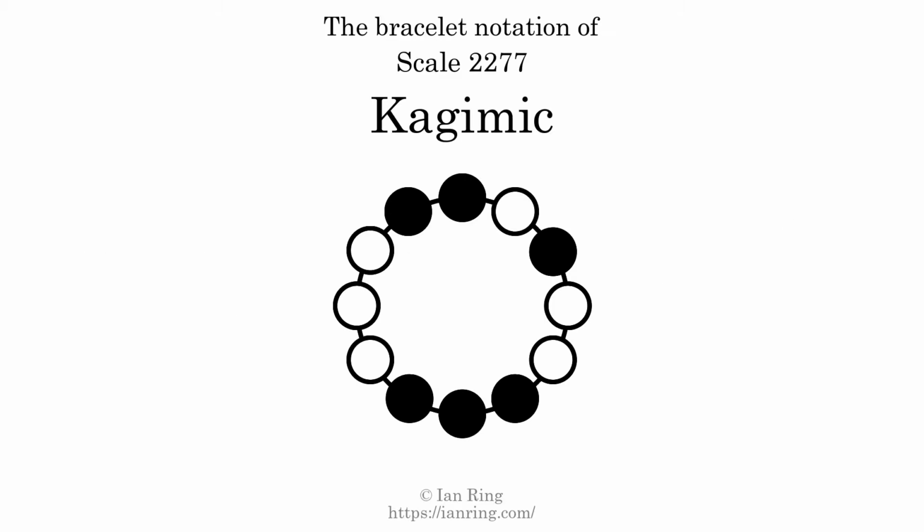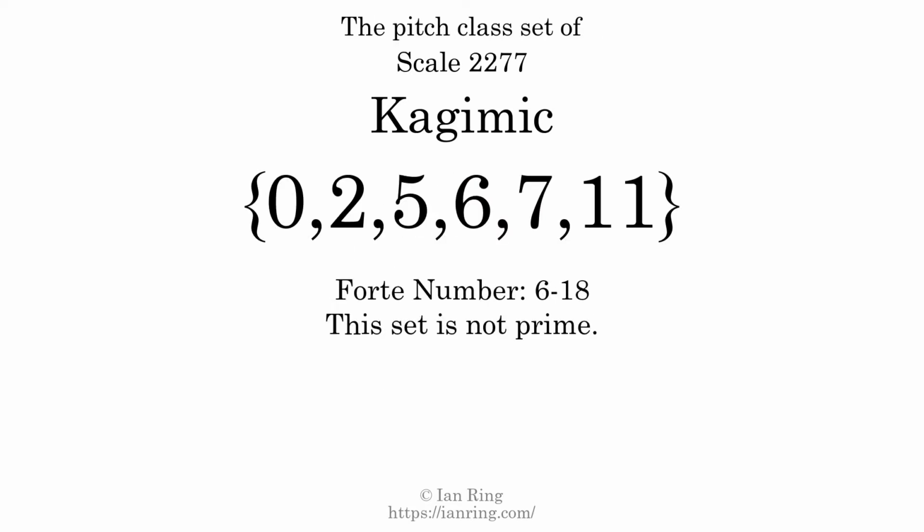This is a bracelet notation diagram of scale 2277. The shaded circles represent tones that appear in the scale, and they are read clockwise, starting at the top. The pitch class set for this scale is 0, 2, 5, 6, 7, 11. The Forte class is 6-18. This set is not prime.